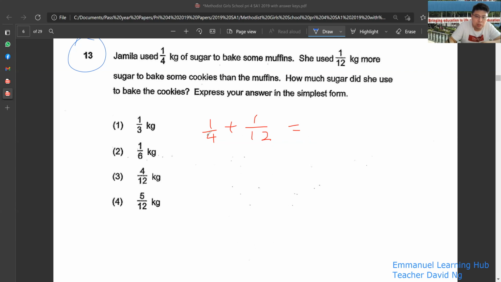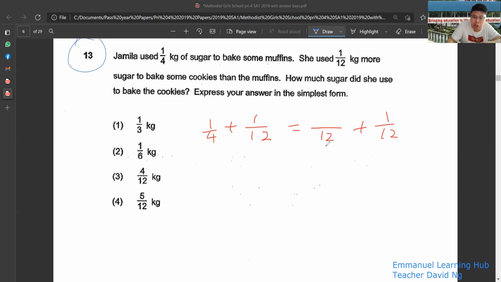Times 4? Everything times 4, 12 times 4 and 4 times 12? Don't do that. You know why? Not that you cannot, you can, but you're dealing with much bigger numbers. So is 12 a multiple of 4? Yes, 12 is a multiple of 4.